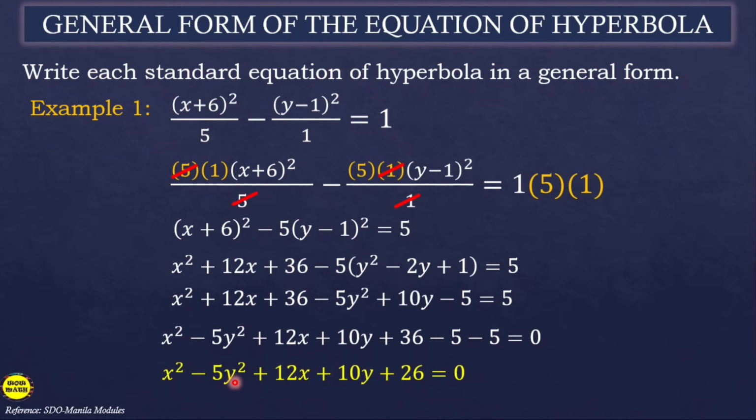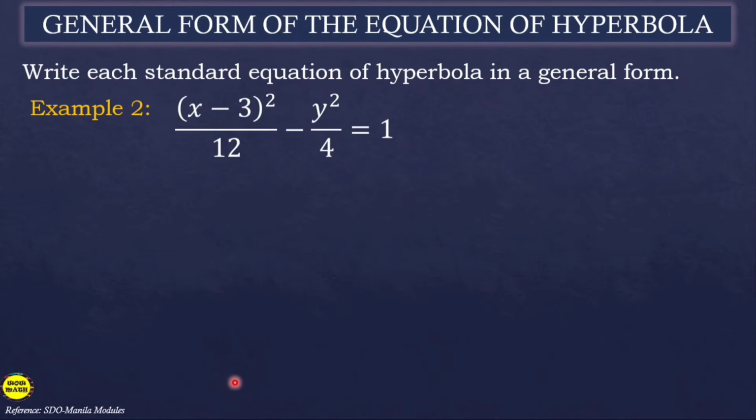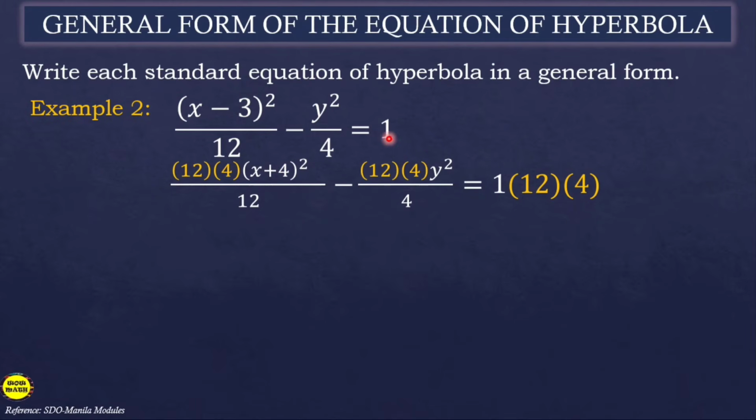Another example, we have the quantity of x minus 3 squared over 12 minus y squared over 4 is equal to 1. So, gamit yung dalawang denominator natin, mumultiply natin sa lahat ng side ng equation natin. So, 12 times 4 times x plus 4 squared over 12. So, maka-cancel dyan yung 12. So, 12 times 4 times y squared over 4, maka-cancel yung 4, is equal to 12 times 4, that is 48. So, copy na lang natin to kasi 12 times y squared, that is negative 12y squared.